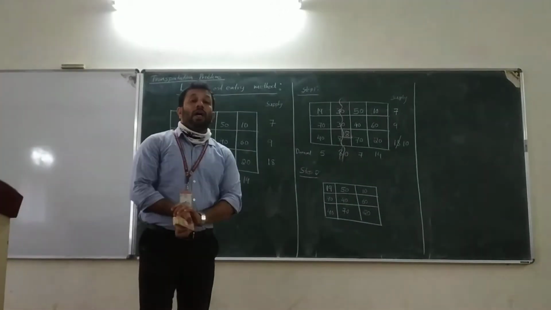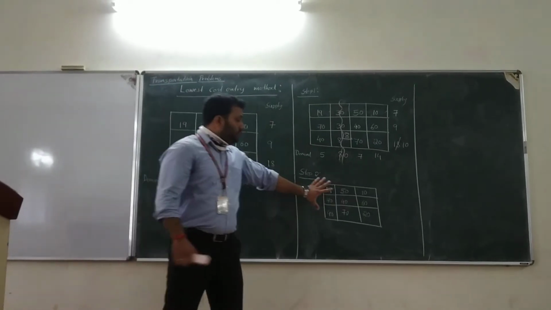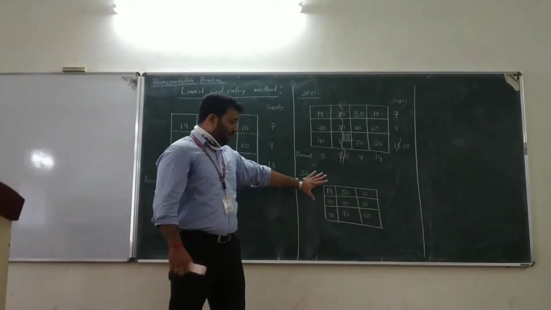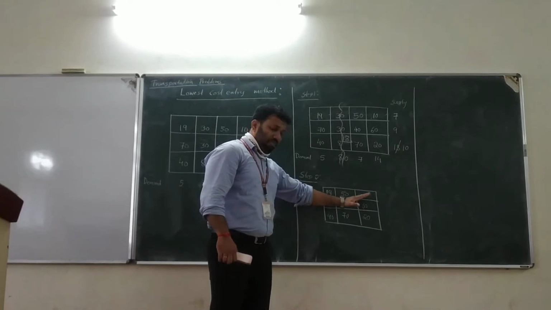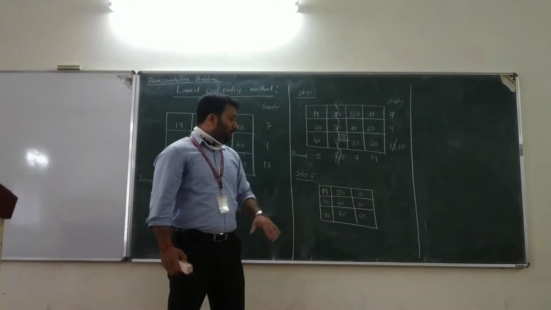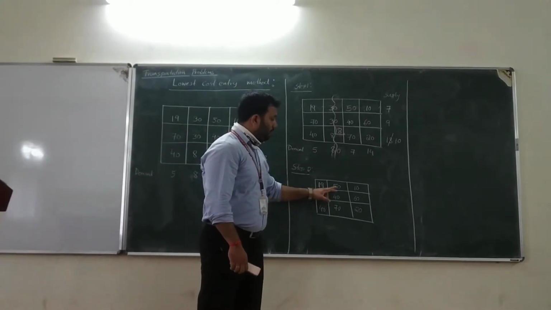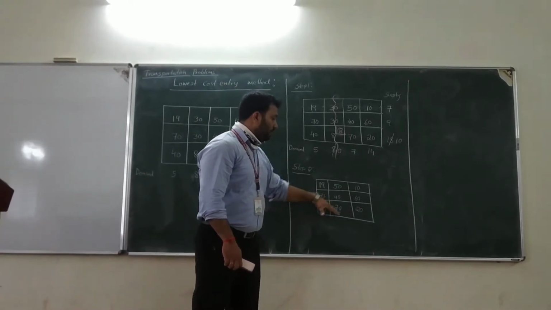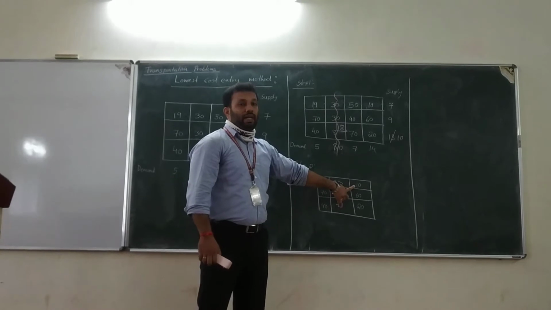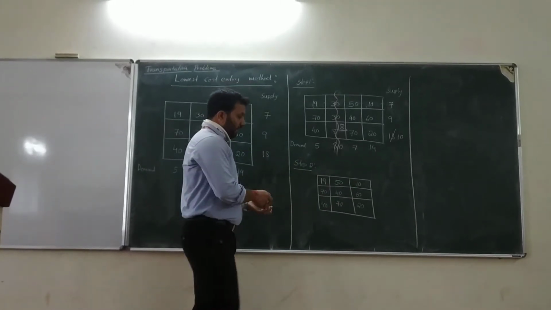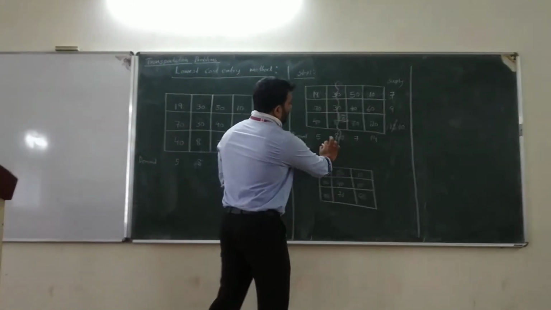So we have to identify the least cost in this particular matrix or in this particular table. So here the least cost, again the least cost: 19, 50, 10, 70, 40. Out of these, the least cost is 10.